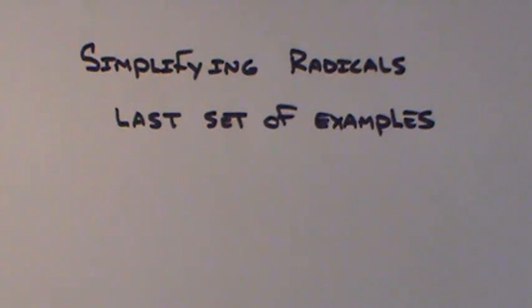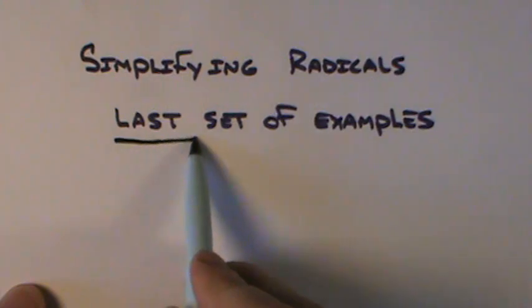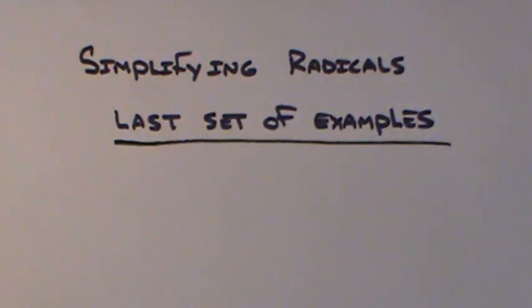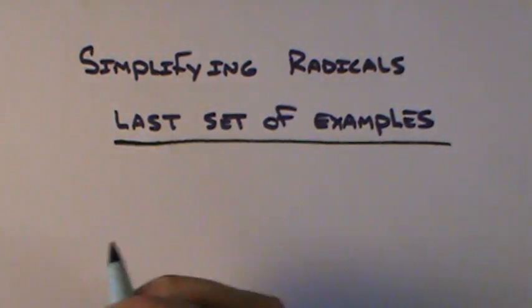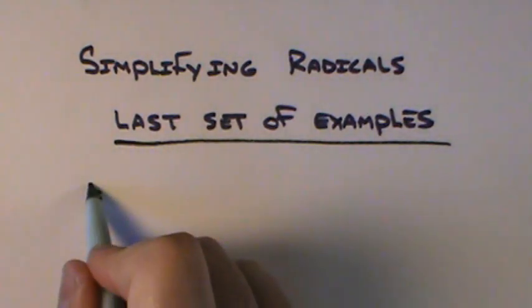Here we have our last set of examples for simplifying radicals. The concept is not terribly difficult, but it is new. It's a little bit different, so I wanted to make sure that I had plenty of examples for you to look off of. And so let's do example 10.